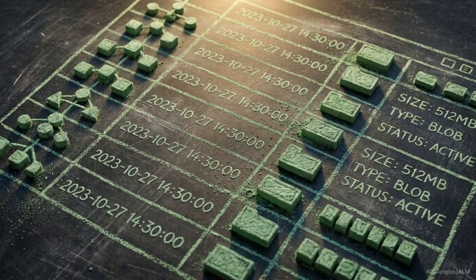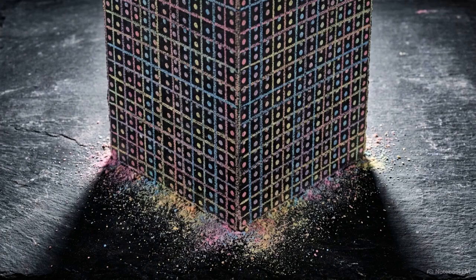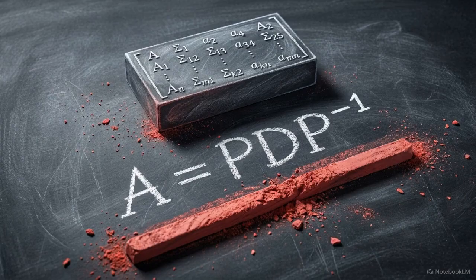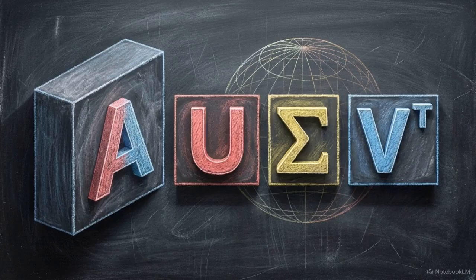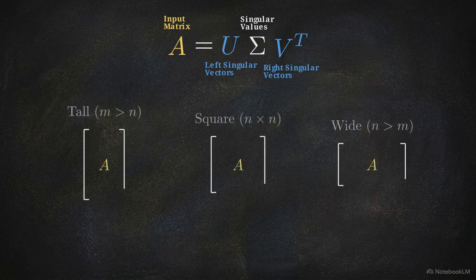Whether you are processing high-resolution images, user behavior logs, or machine learning training sets, real-world data is almost always rectangular. Relying solely on eigendecomposition for applied mathematics is a pedagogical fallacy. To compute the geometry of actual data, we need a factorization method that never breaks. That method is the singular value decomposition, or SVD.